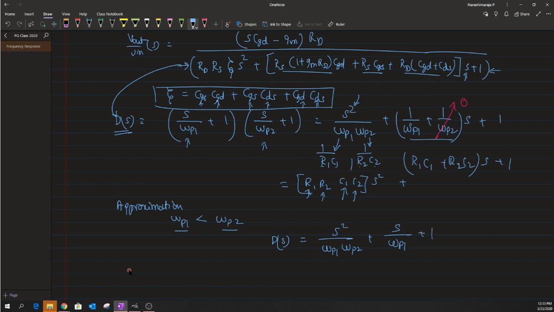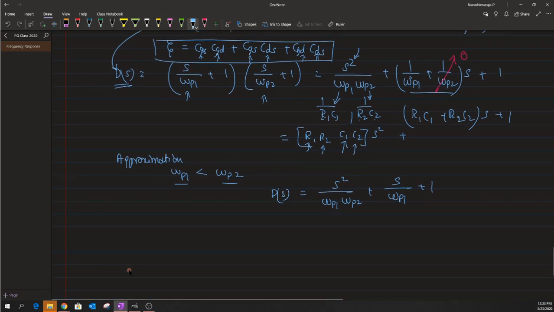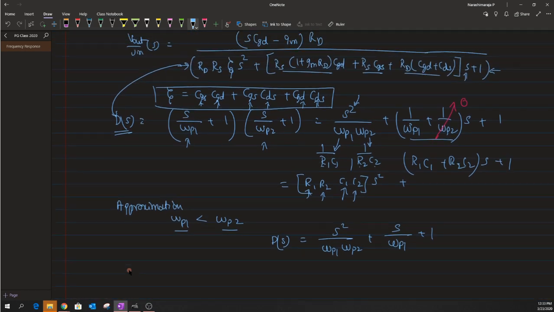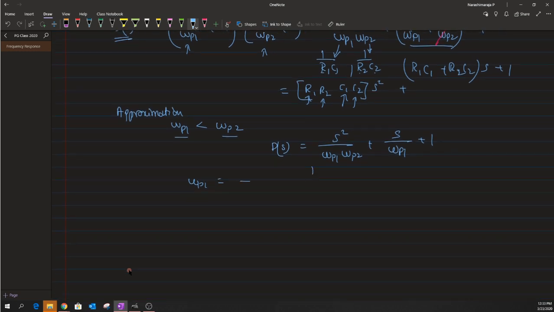So now it is just a straightforward way, just by comparing this polynomial that I wrote for v out by v in of s with respect to D of s. The value of this omega p1 could be written down directly by looking at this expression. So I have this omega p1, which is defined as 1 upon the whole expression that we have written down for the S coefficient.